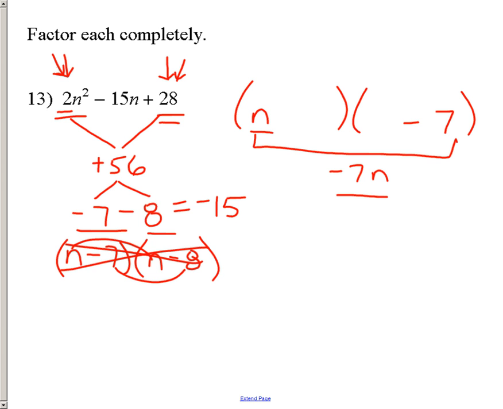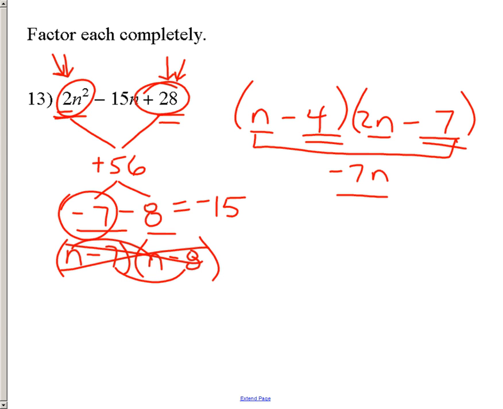First term times first term equals first term. So n times 2n is 2n squared. And last term times last term has to equal last term. So negative 7 times negative 4 is positive 28. And here's a real quick check in this process. We've already used our magic number negative 7, and the negative 8 pops up on our inside product. So there is our factoring.